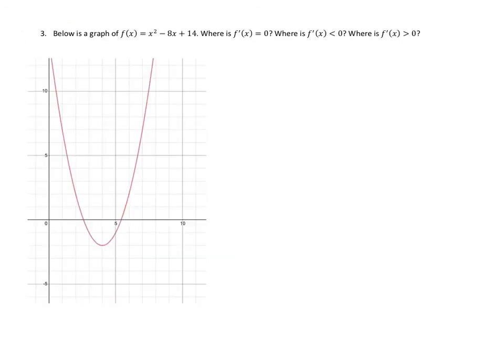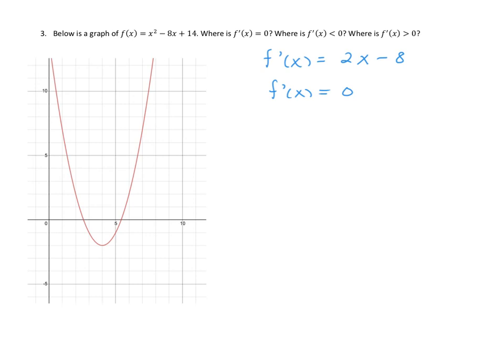All right, for this problem, we want to figure out where the derivative is equal to 0, where it is negative, and where it is positive. I think it's worth pointing out that we already know the formula for the derivative of this function. We saw that it's equal to 2x minus 8. So if you want to figure out where the derivative is equal to 0, you can take this and set it equal to 0, and then solve for x.